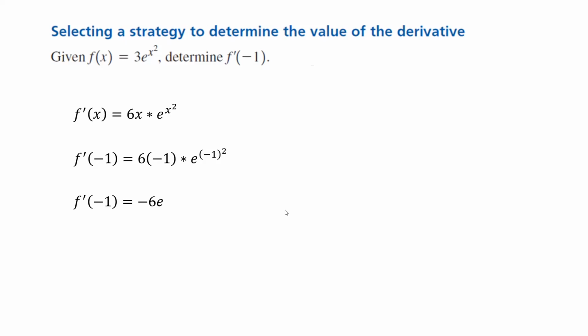Now, if that had been e to the power of 2x plus 2, then that would be a little different, because then you have to multiply by the derivative of 2x plus 2, which would be 2. So it would be e to the power of 2x plus 2 multiplied by 2. Okay. All right. So I'm going to move on. There is one more question left.